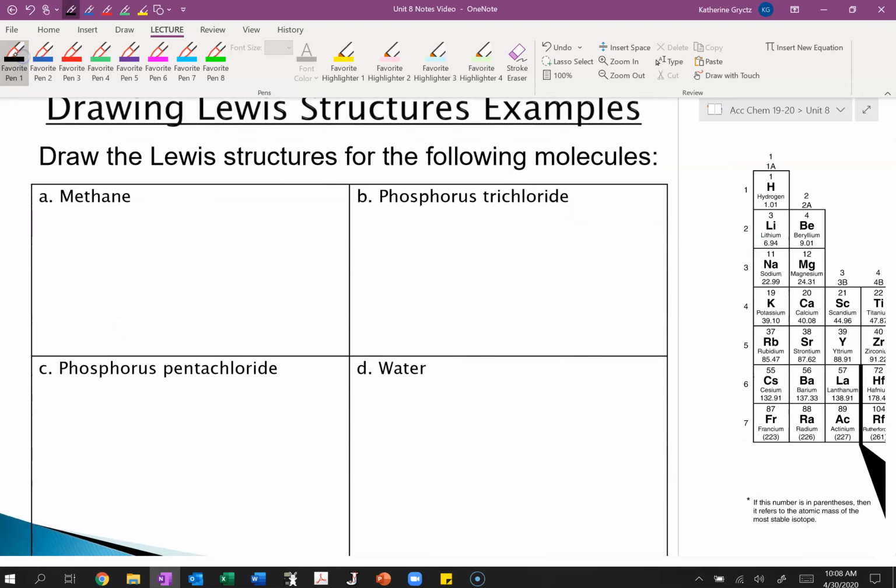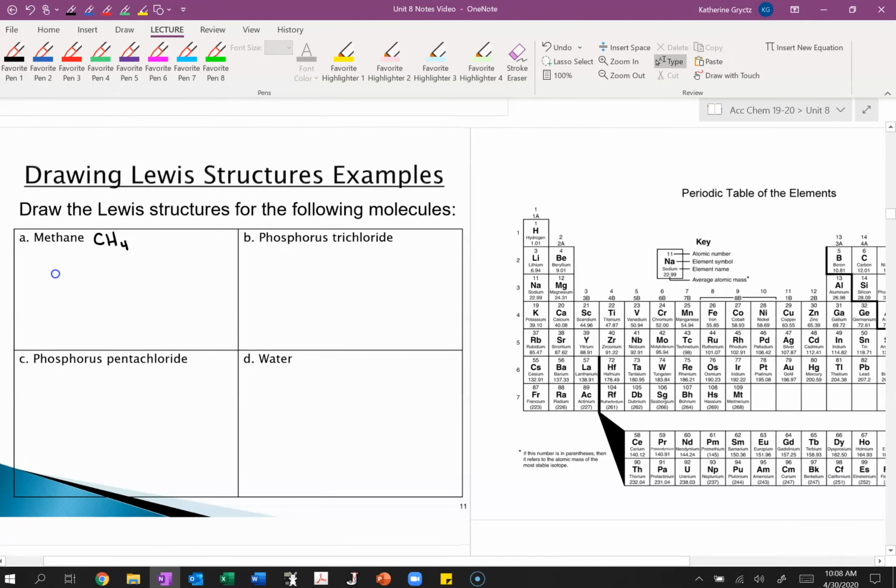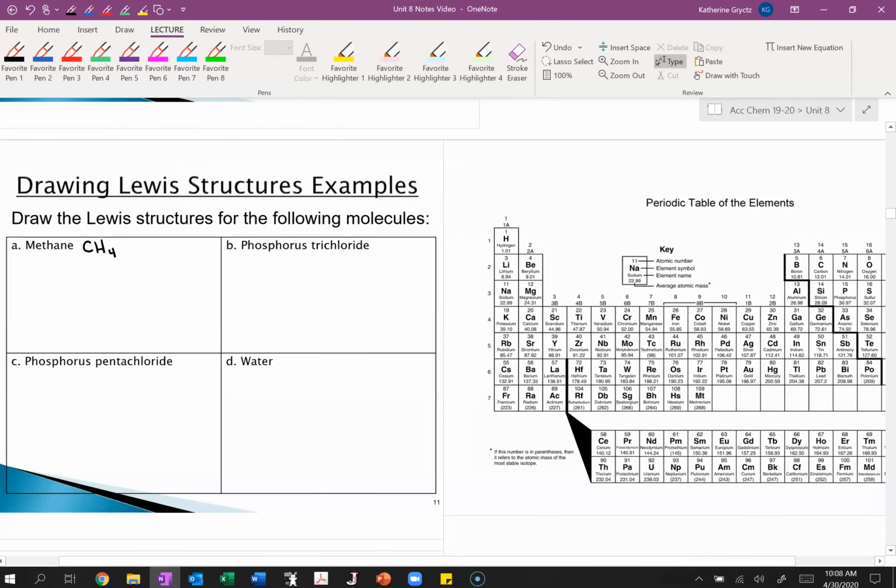Okay, so what you do when you draw these Lewis structures is you have to have the chemical formula for the compound. So I'm going to start with methane, which I'm going to give you as CH4. The very first thing you want to do, the most important thing you can do when you're drawing these, is count the total number of electrons that you should draw before you start. How you do that is you look up each element and find how many valence electrons it has. So carbon has 4 valence electrons. I've got 1 carbon in my structure, so I'm going to have 4 electrons from carbon.